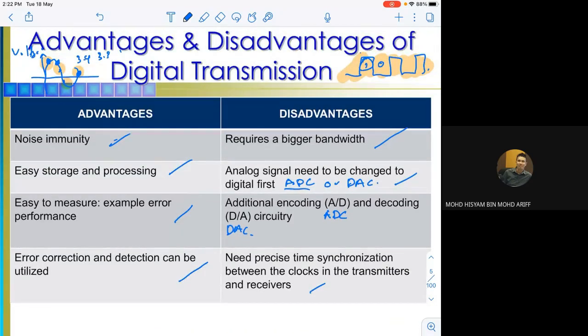Need precise time synchronization between the clock of the transmitter and receiver. When you do this, they have the timing. You need the precise time; you cannot play around with time. Let's say 1 second for bit 1, and another 1 second for bit 0. It must be precise time. You cannot have the 1 second become 101. After this I will show you. Right now, in theory, it is very difficult to explain.